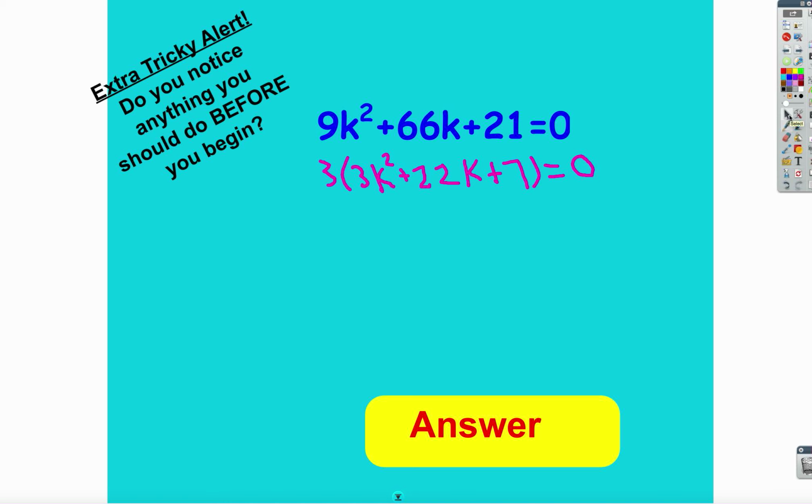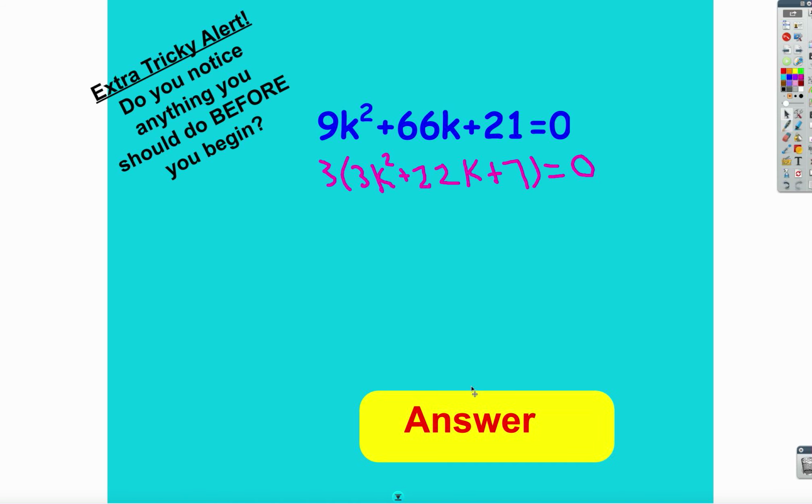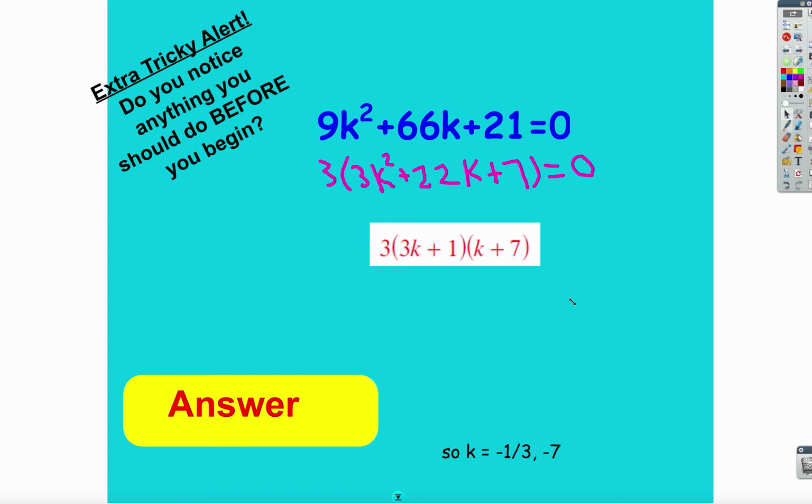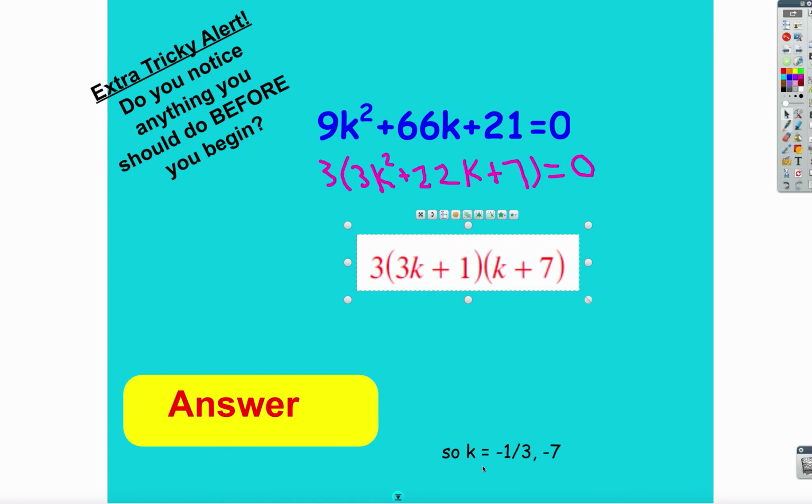Here you might want to pause it, try it, factor it by grouping, and see if you get this. When you finish factoring that, you should get this. When you set each factor equal to 0, you get negative 1/3 and negative 7.